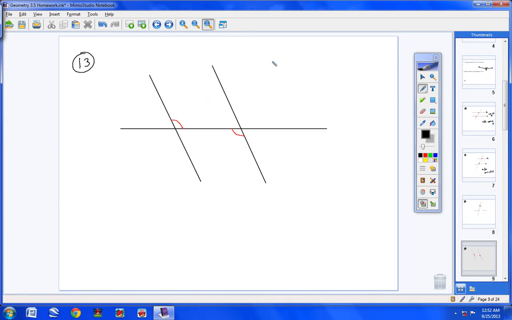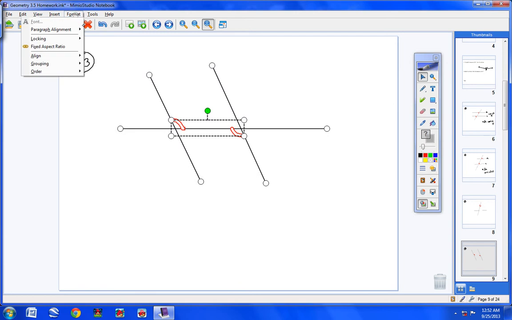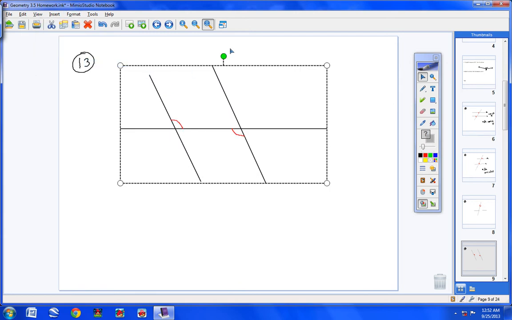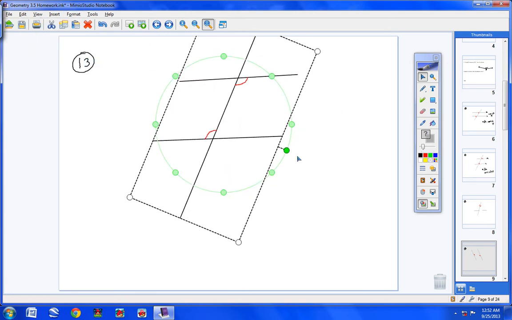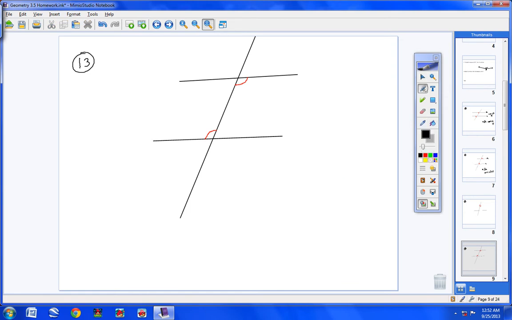All right, number 13. Let's go ahead and do our usual that we like to do. Let's go ahead and group this thing and flip it so it's easier to see. You can turn your book if you want to. There we go. Now, let's see. Notice we have this angle on the interior, and this angle is on the interior. And notice how they're on opposite sides of the transversal. One's on the right and one's on the left.